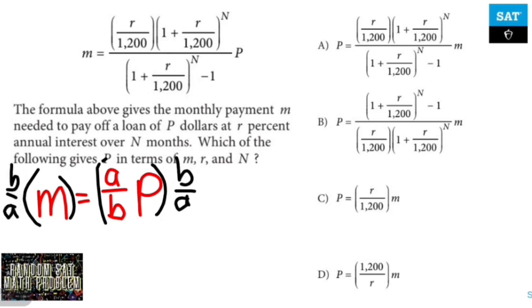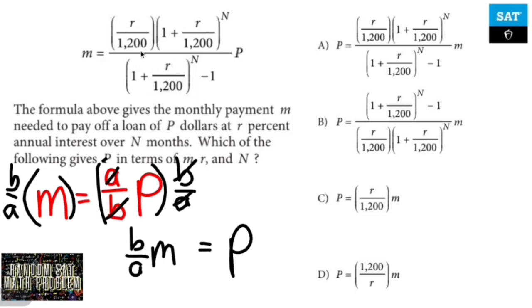What that does is allow the B up here and the B down there to cross out, the A up here and the A down there to cross out. That gives me P all by itself, and I have B over A times M. So let's see what I did here. If M equals A over B times P, and I have to get P all by itself, just move that fraction, flip it upside down, and move it over there. So P is the reciprocal times M. In other words, M equals fraction times P, so P is going to equal the reciprocal times M.